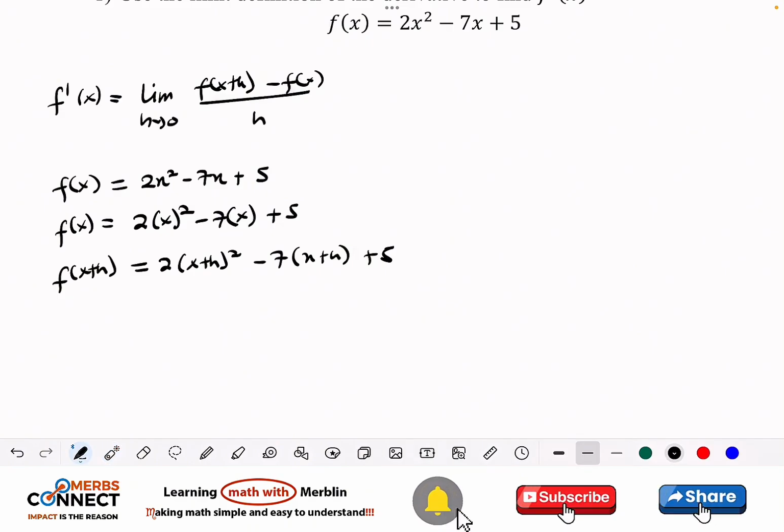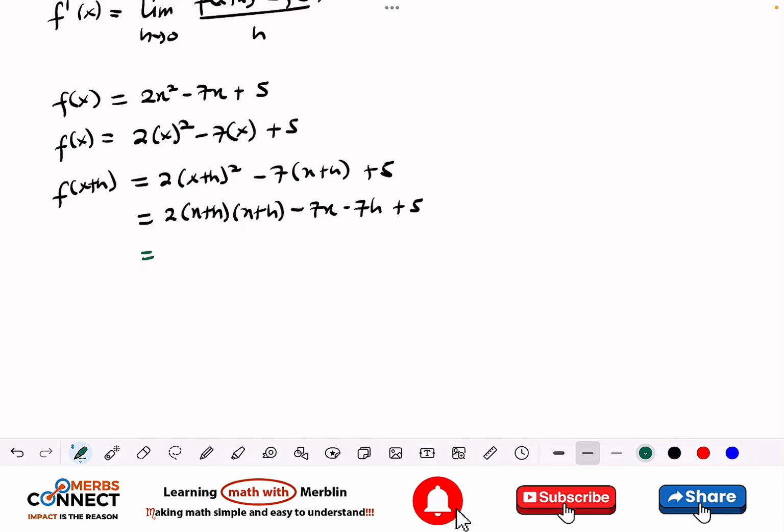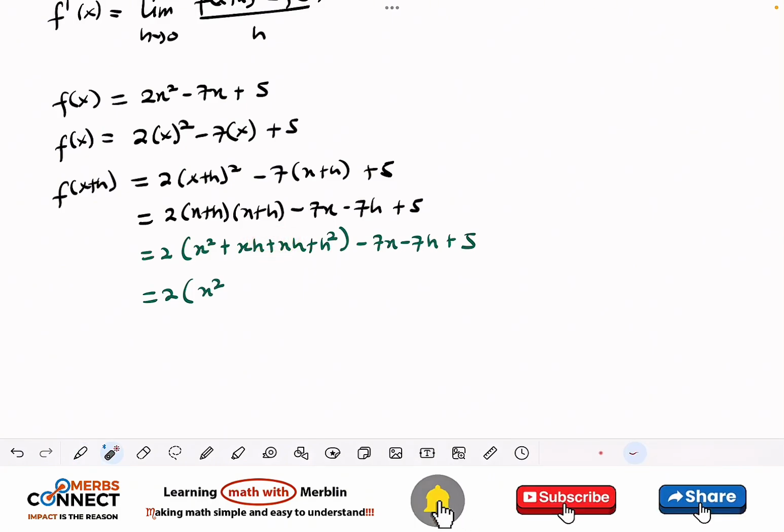So now let's try and simplify, and then we just solve it out. Simplifying this is 2(x plus h) squared minus 7x minus 7h plus 5. Now let's expand this. This is x squared plus xh plus xh plus h squared. Just expand this one, getting that minus 7x minus 7h plus 5. Now let me simplify the one in the bracket. These two are the same, so it's going to give us 2x squared plus 4xh plus 2h squared minus 7x minus 7h plus 5.